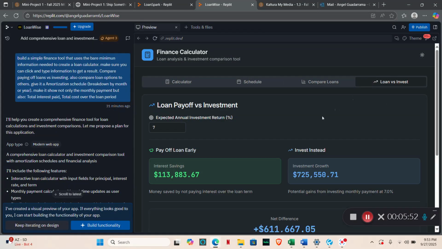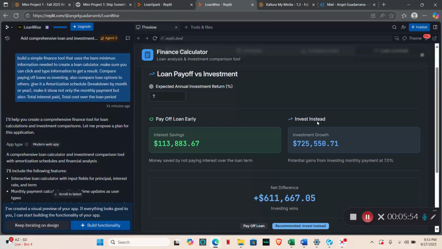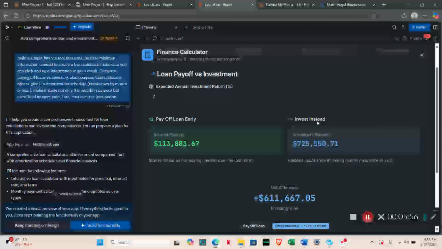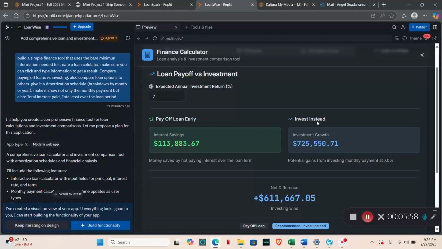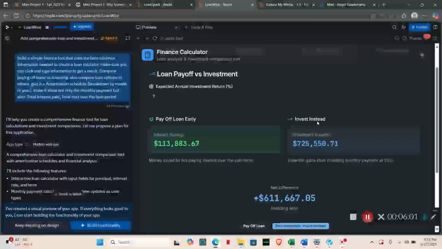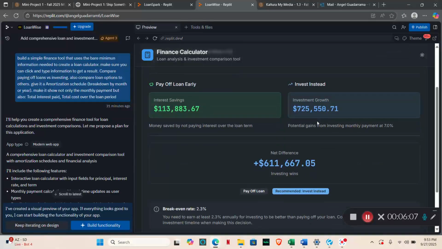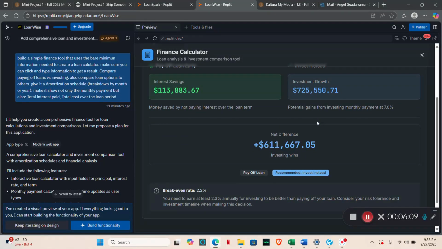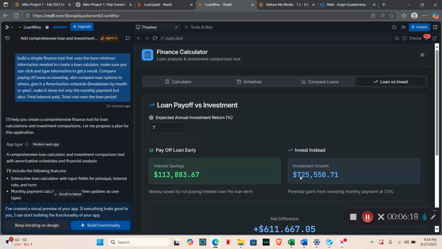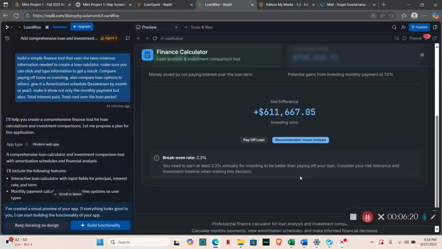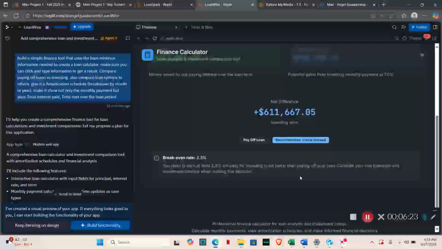If we wanted to do a loan versus an investment, this is how you pay off the loan early. You do interest savings, money saved by not paying interest over the loan term, versus potential gains from investing the monthly payment at 7%. So it gives you net differences. You do pay off the loan, which is what it recommends, or it gives you a recommendation to invest instead. Very useful. It even gives you the break even rate.